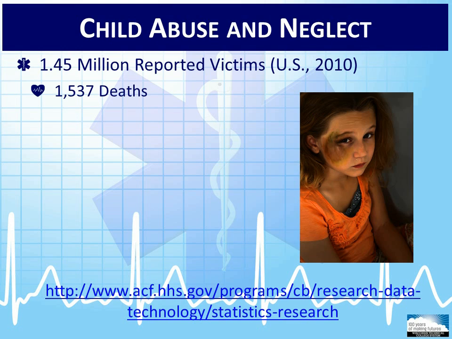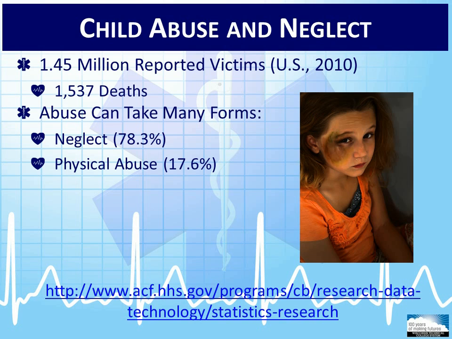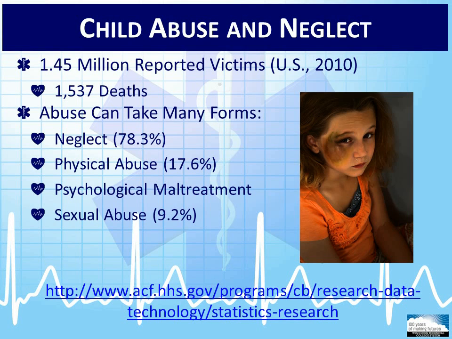While each state codifies abuse and neglect differently, they commonly recognize neglect, physical abuse, psychological maltreatment, and sexual abuse as categories of child abuse and neglect. Given the data provided by the National Child Abuse and Neglect Data System, a finding of neglect is the most common, impacting 78.3% of the 1.45 million victims in 2010. Those suffering from physical and sexual abuse account for an additional 17.6% and 9.2% respectively.